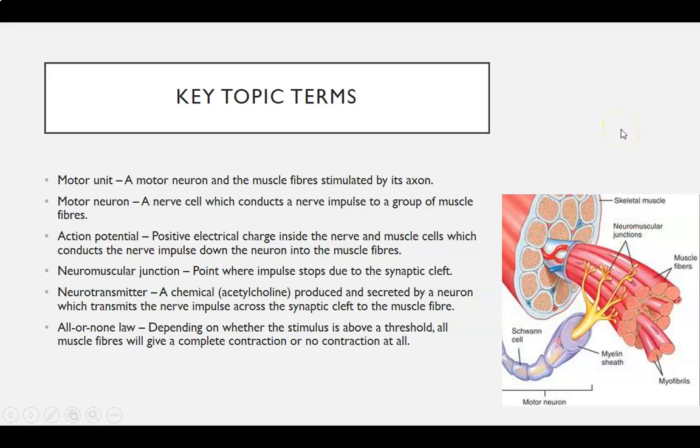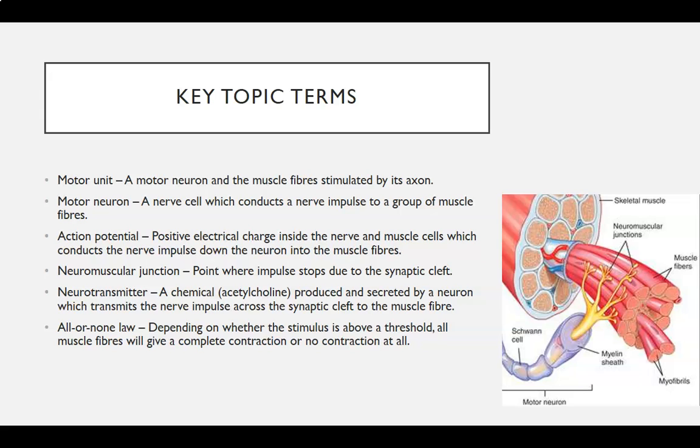Finally, we have something called the all or none law. Depending on whether the stimulus is above a certain threshold, depends on if we have a contraction or not. So if that positive impulse that is sent right at the start is above a threshold, we get a muscular contraction. If it is not above the threshold, we get zero muscular contraction. We get nothing, nada. We don't get a muscular contraction at all. So it's really important that this electrical impulse that gets sent from the central nervous system down the motor neuron to the muscle is above a threshold. If it is, we get a contraction. If it is not, we do not.